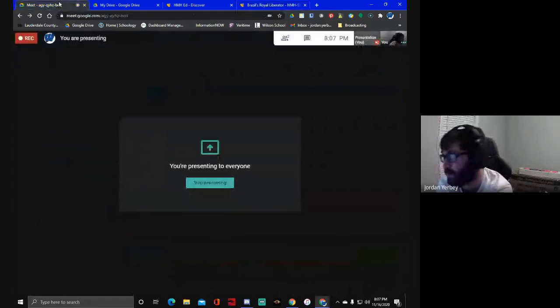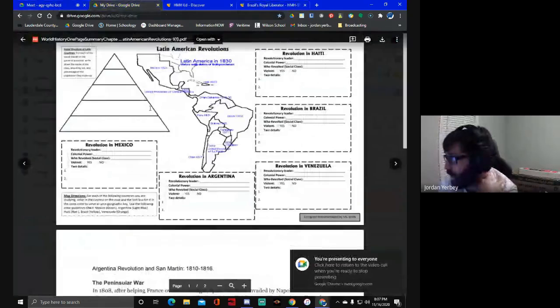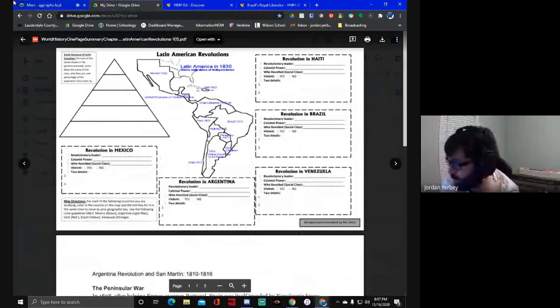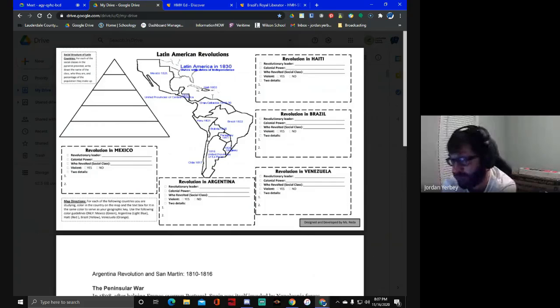If you have any questions, please feel free to email me and let me know. But make sure you fill out the pyramid with the social hierarchy and fill out the information needed to complete the five different revolutions that take place on your one-page summary. If you have any questions, let me know, and have a great day.